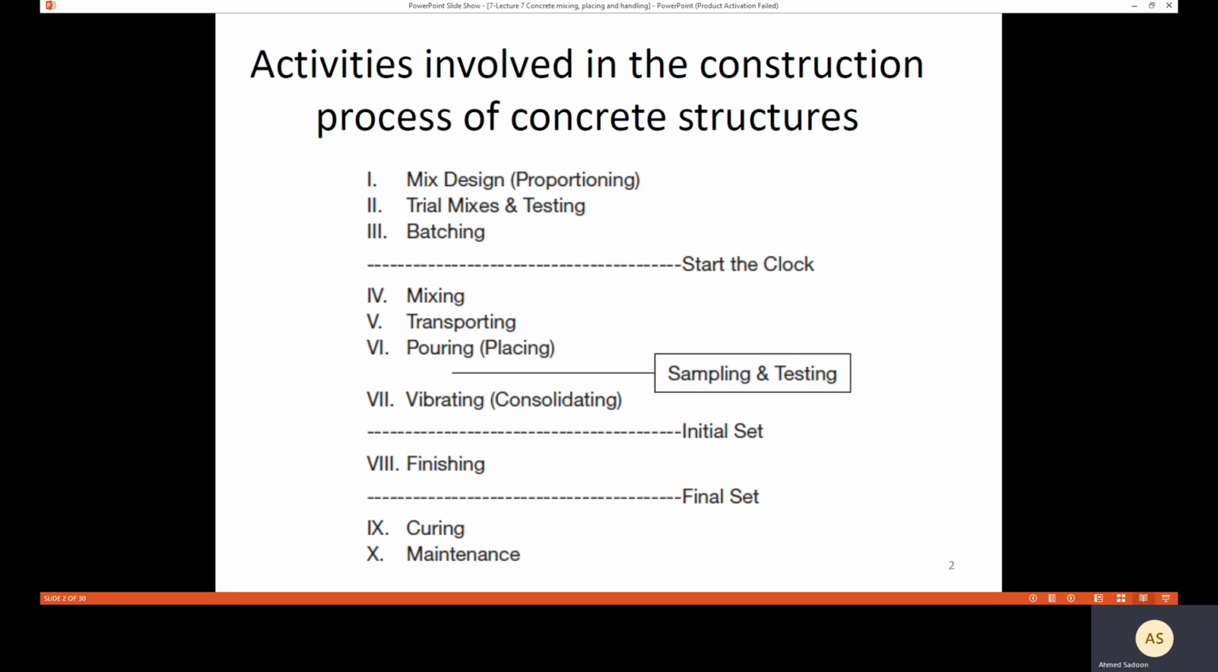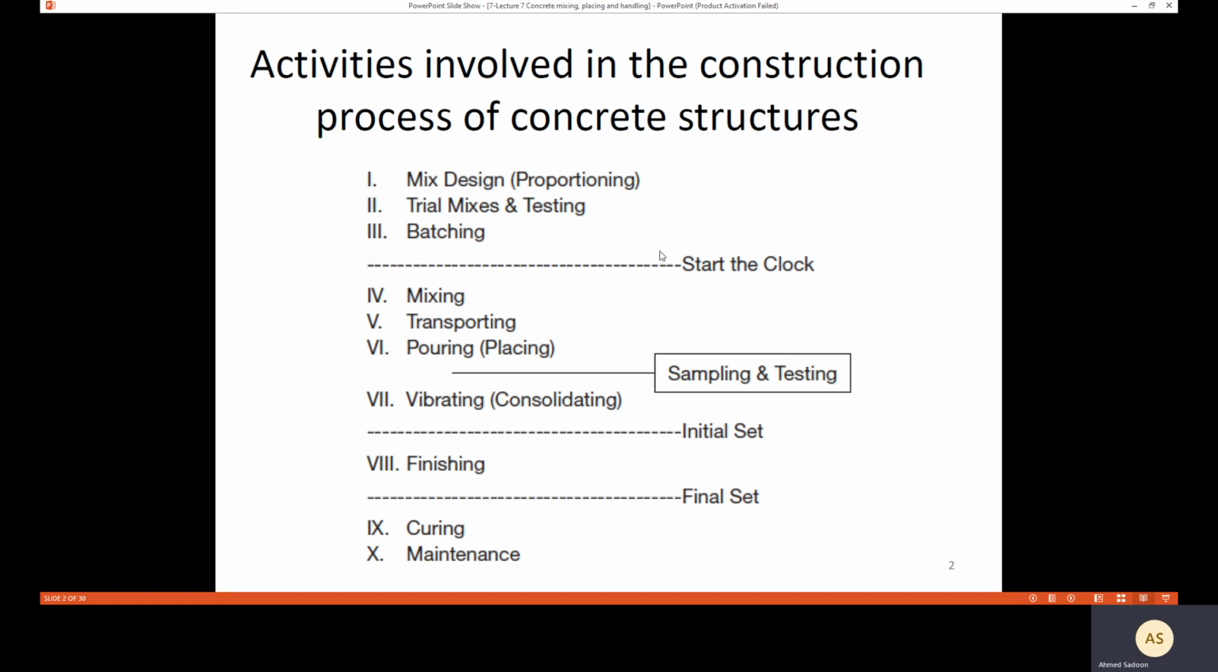After theoretically finding the proportioning, we need to have trial mixes to make sure that the properties are going to meet our requirements. And after this, we are going to start the batching process. In the batching process, we are going to measure the cement, the aggregate, the gravel, and the water, and then introduce them into the mixer. We call this batching. So in the batching, we need to measure all the quantities. And after we measure all the quantities and put them inside the mixer, then we are going to start the clock.